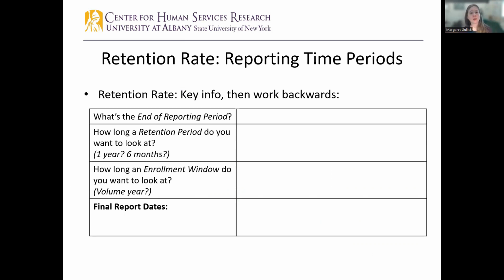You need to figure out how long a retention period you want to look at. Do you care about who made it to a year of enrollment? Do you care about who made it to 6 months of enrollment? What's your period? And then how long an enrollment window do you want to look at? Are you looking across a year of time, how many people made it to 6 months of participation? Or are you saying, oh, of everyone who enrolled in a quarter, how many of them made it to a year? I changed something in this quarter and I really want to see what the specific impact of that was and see how it played out. But usually you're probably looking at a volume year.